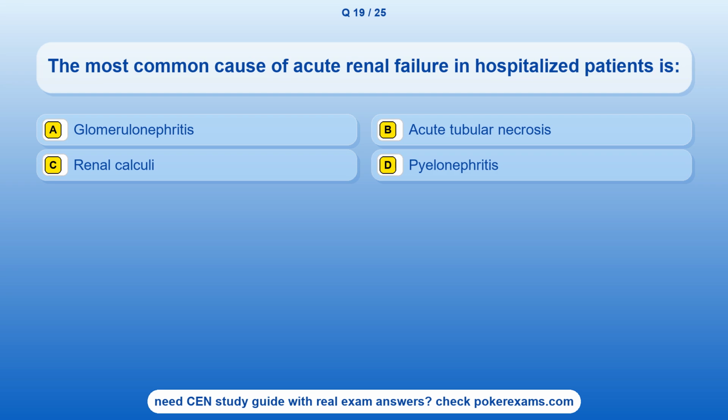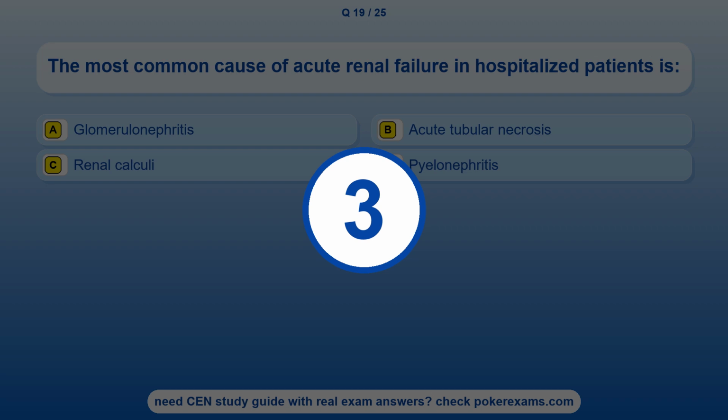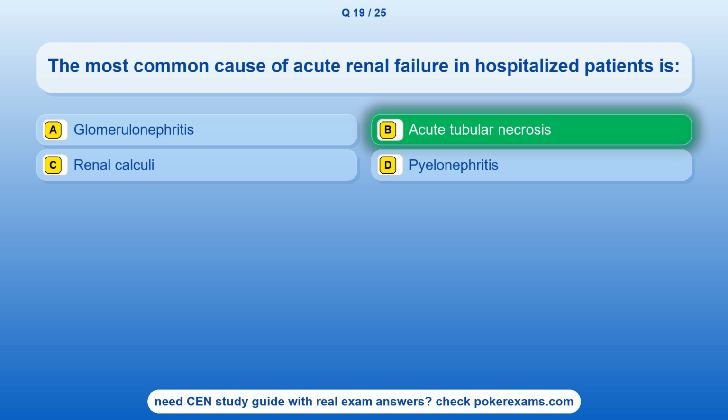Question 19. The most common cause of acute renal failure in hospitalized patients is option A, glomerulonephritis. Option B, acute tubular necrosis. Option C, renal calculi. Option D, pyelonephritis. The correct answer is option B, acute tubular necrosis.